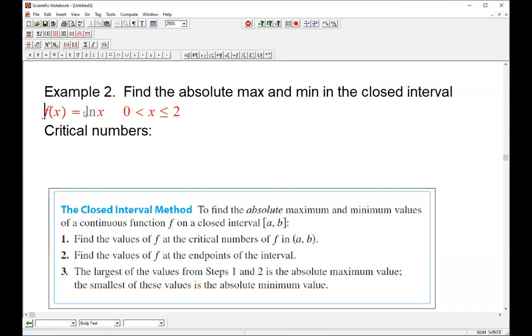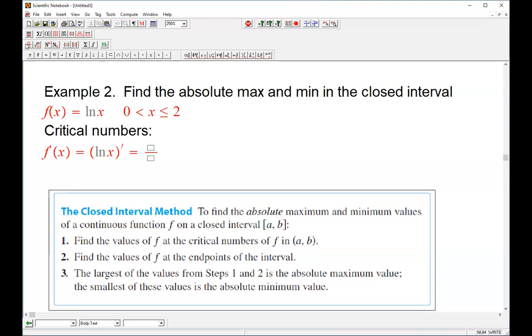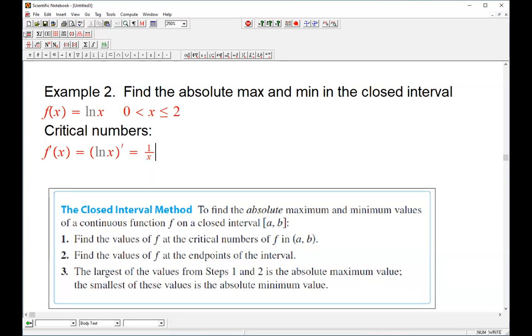So how do we find critical numbers? We take a derivative. The derivative of ln x is 1 over x, and we set the derivative equal to 0. What do we get? No solution.